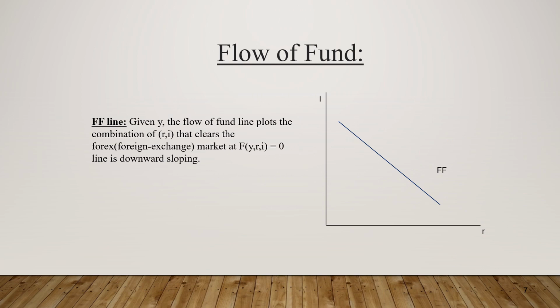Flow of funds, which is called the FF line. Given income, the flow of funds line plots the combinations of exchange rate and income that clears the forex market at f of y, i equal to 0. The line is downward sloping. In this graph we see that the FF line is downward sloping.